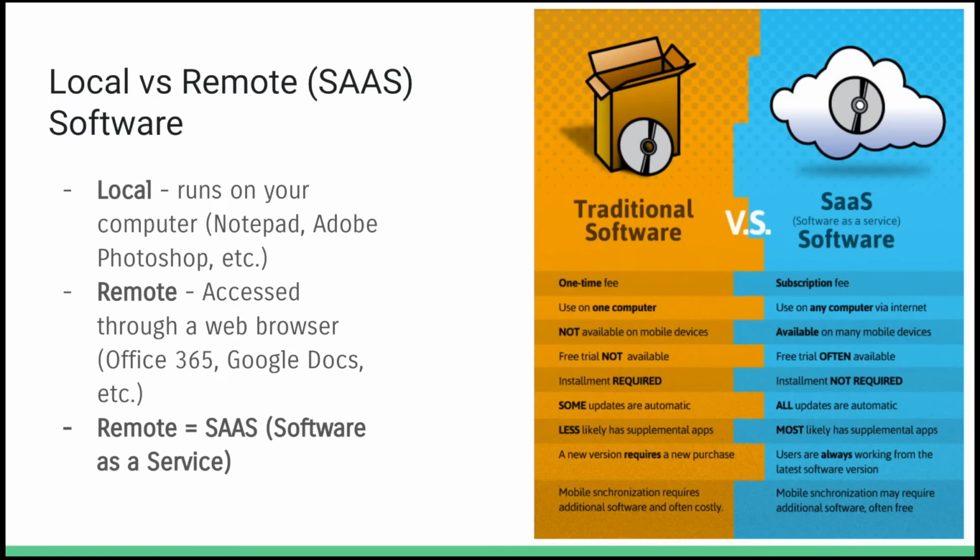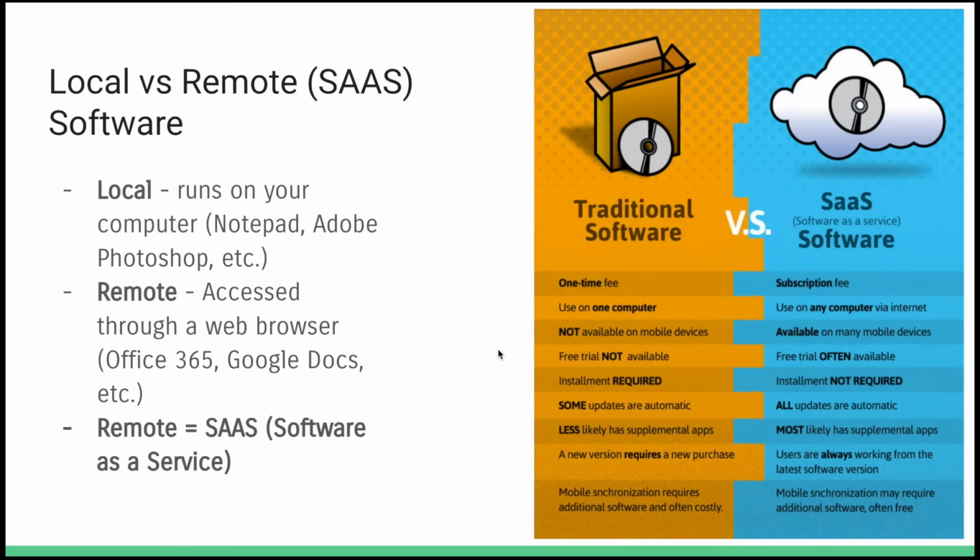Some examples of remote software, which are also synonymous with software as a service or SaaS platforms, are Office 365, Google Docs, Gmail, anything where you can access the entire application, including the data, through your web browser. A local application you access just by clicking on a link on your computer, and the data is going to be stored on your computer as well.